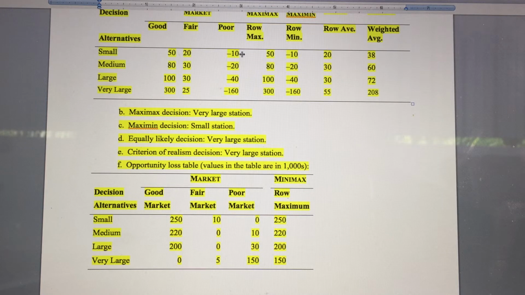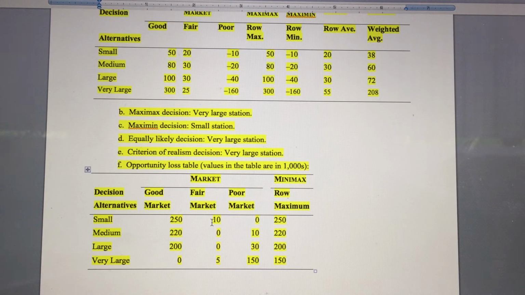So it's minus 10 minus minus 10 is 0, minus 10 minus minus 20 is 10, minus 10 minus minus 40 is 30, minus 10 minus minus 160 is 150. And then I have the opportunity loss table here.